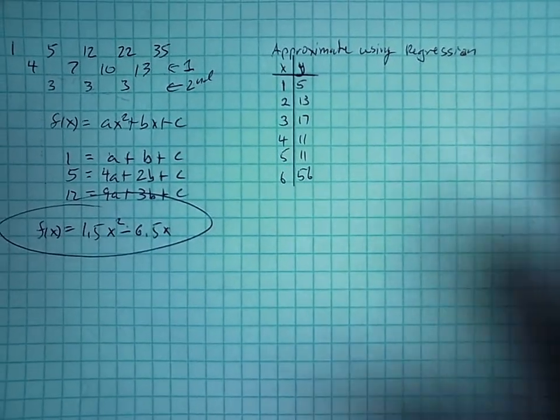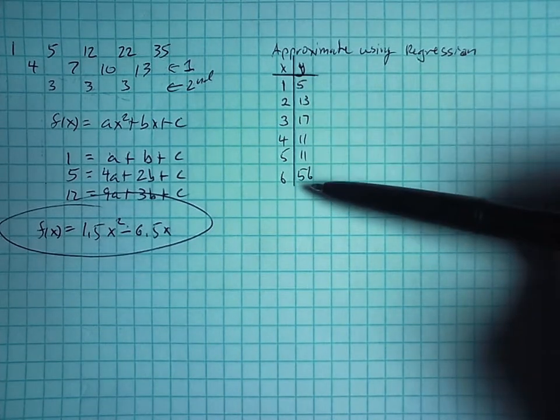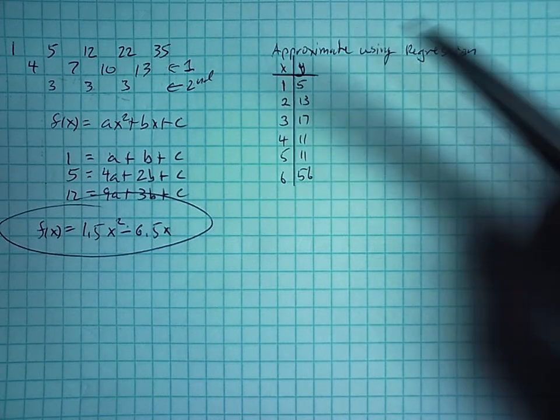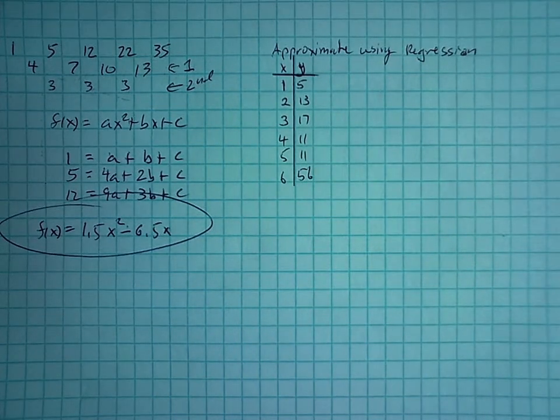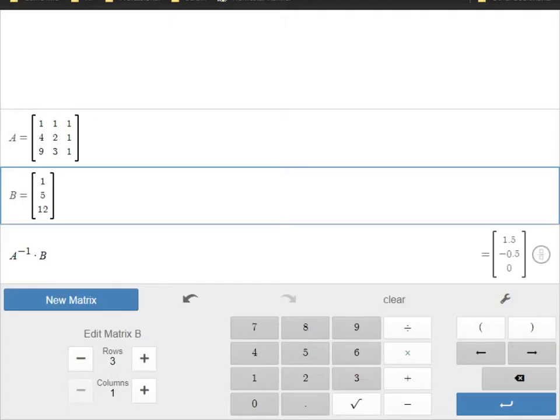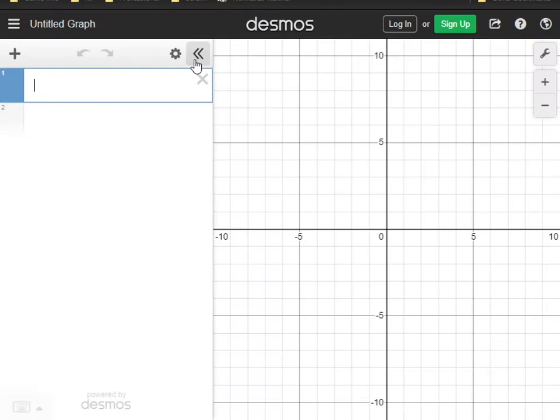For my last example here, I am using regression, which means I don't expect my polynomial to actually go through all of these points. I'm going to get it as close as I can. So I'm going to start with Desmos. Since we're remote this year, most of my students are using Desmos. I'm going to bring it to the top. But I need to go back and use the graphing calculator for this.